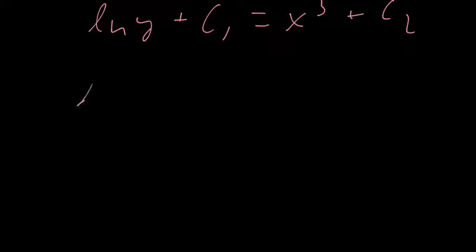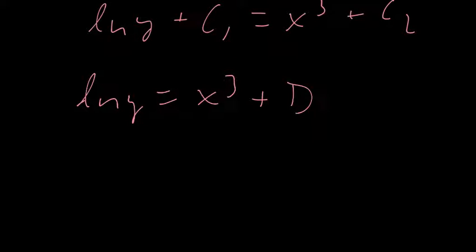And then once we do this, we get natural log of y is equal to x cubed plus d. So I just move c1 over to the same side as c2 and call that d. And then lastly, we have to exponentiate each side. So we get e to the natural log of y is equal to e to the x cubed plus d.